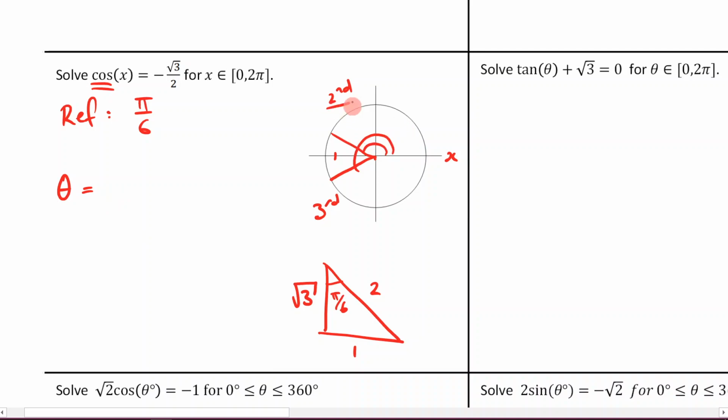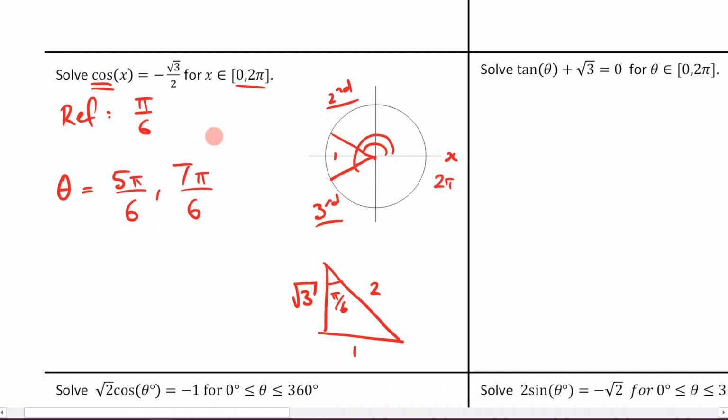The quadrants I care about are the second and third quadrant. So if my reference angle is pi on 6, then in the second quadrant it's going to be 5 pi on 6, and in my third quadrant it's going to be 7 pi on 6. And those are going to be my two answers. Again, I'm going from 0 to 2 pi, so I'm just making one full rotation.